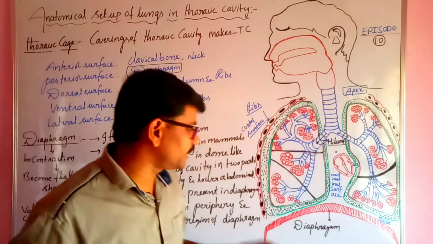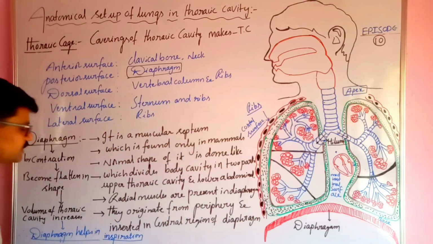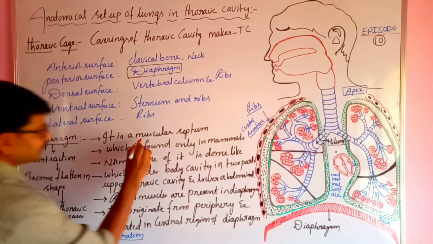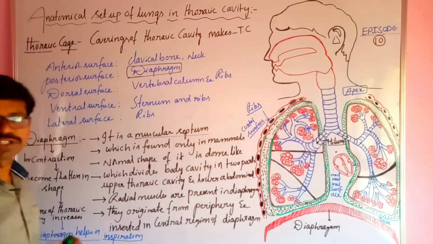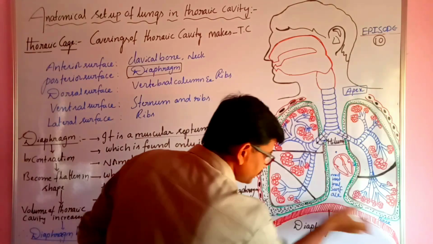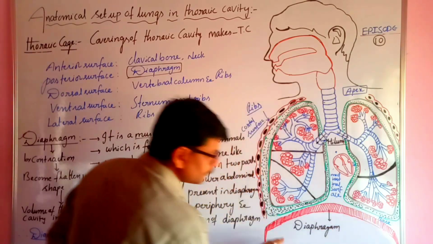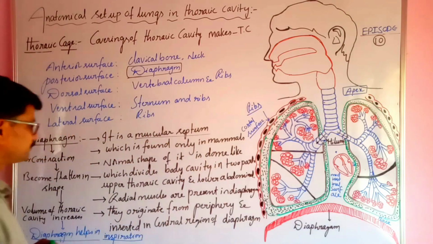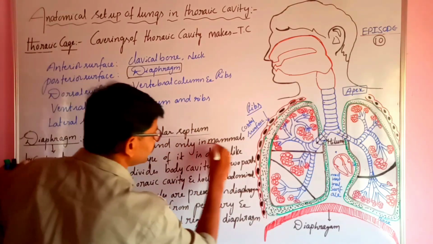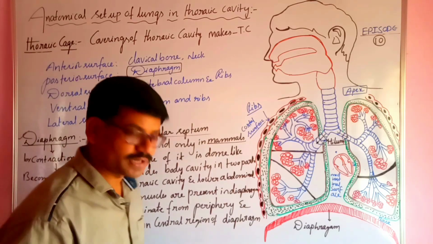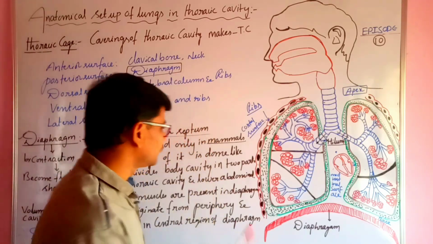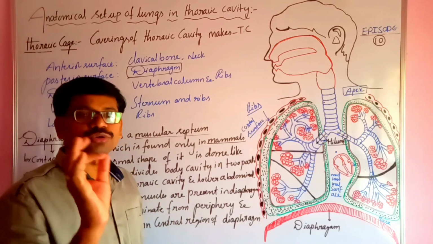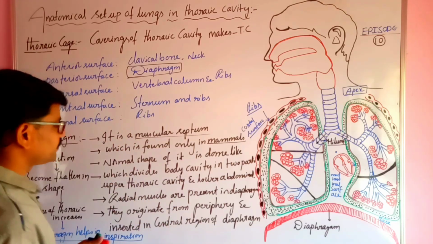That change will be started by a very important muscle that we call the diaphragm. Diaphragm is a muscular septum. Septum is nothing but a separation, right? It is made up of muscle which separates the chest cavity and abdominal cavity. That's why it is a septum, which is found only in mammals. A very significant character of mammals is the presence of a diaphragm. Diaphragm is present in mammals and crocodiles only. In the remaining animals, diaphragm is absent.